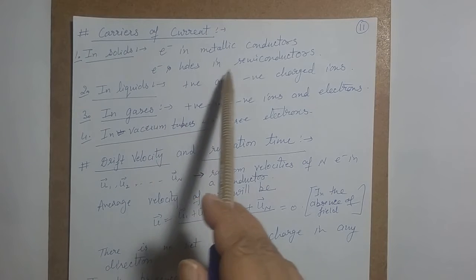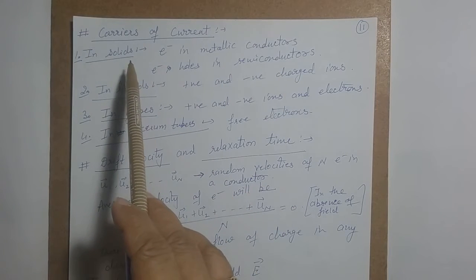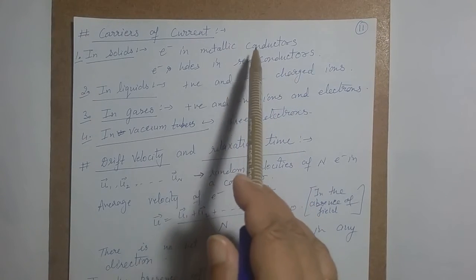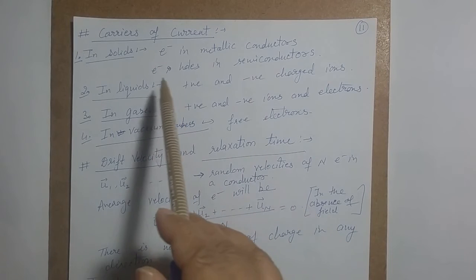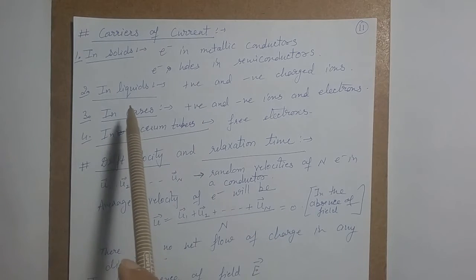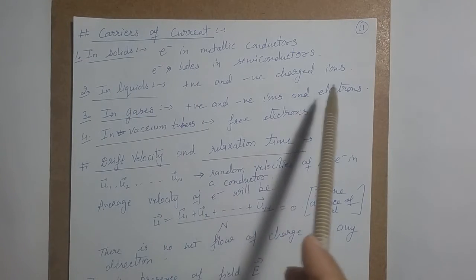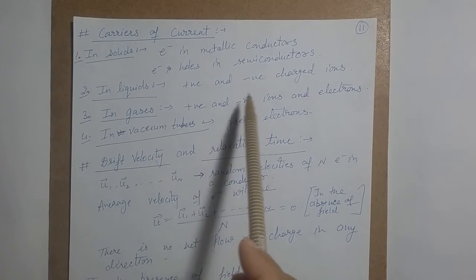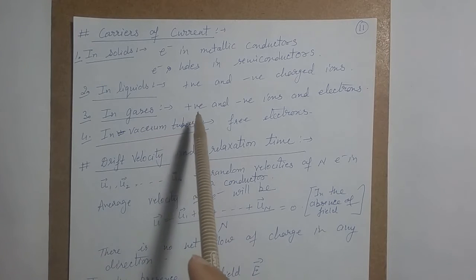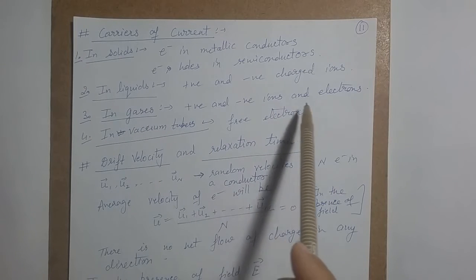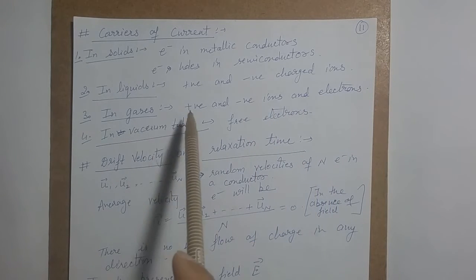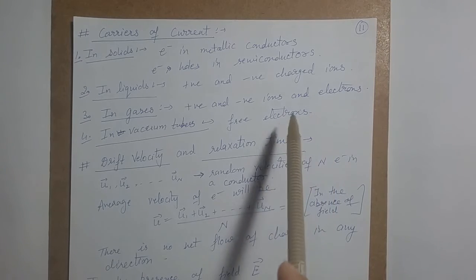Electrons as well as holes in a semiconductor. So this is the case of solids. A solid can be a metallic conductor or a semiconductor. In the case of metals, electrons. In the case of semiconductors, electrons and holes, that is vacancies of electrons. In liquids we have charged ions, either positive or negative, as in the case of electrolytes. In gases we again have positive and negative ions, and electrons as well. Now, positive and negative ions, and why electrons?